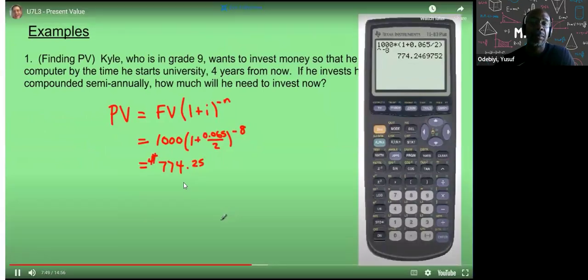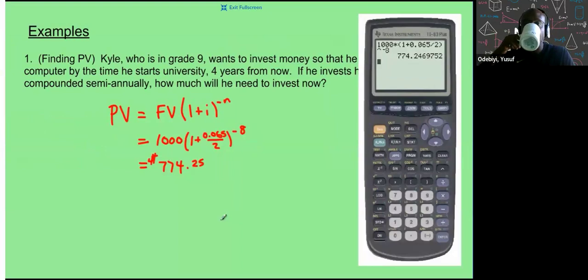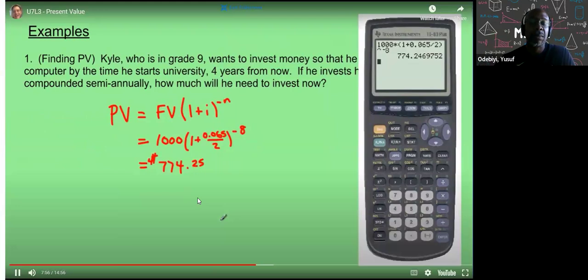So Kyle's going to need to put away $774.25 in grade 9, and 4 years from now, he's going to have $1,000 that he can spend on a computer, which will probably be 1,000 times better than a computer he would have bought if he bought it now. And who knows, 4 years from now, maybe that computer won't even be worth $1,000. He could probably buy 4 computers for the same amount of money.